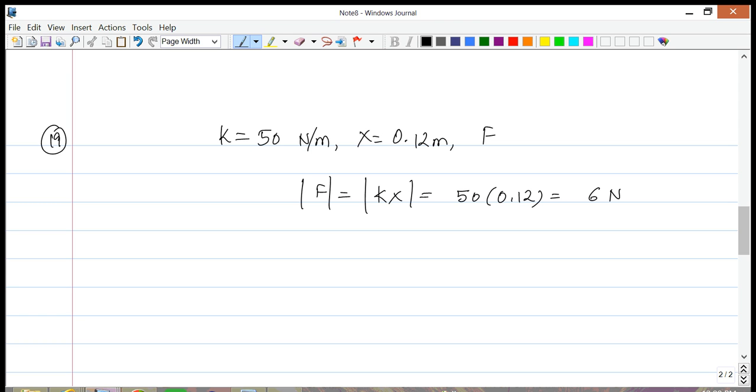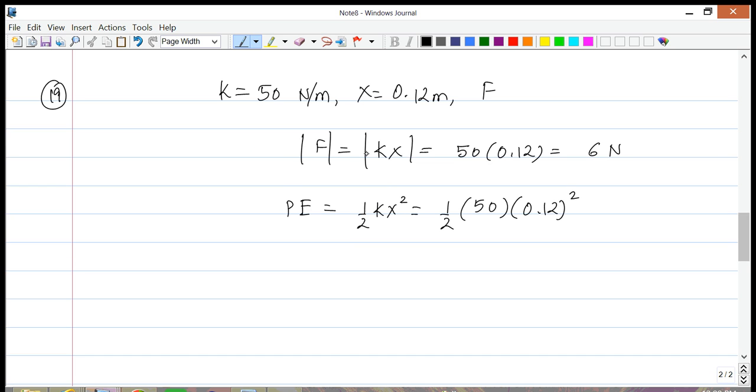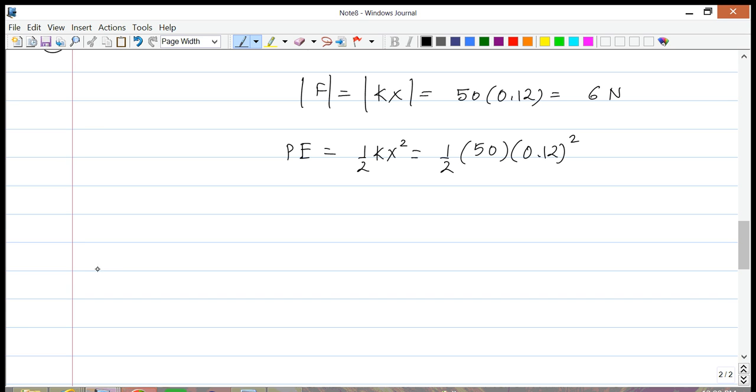And then the question is how much energy is stored in the spring. The potential energy stored in the spring is 1/2 k times x squared. So it is 1/2 times 50 times x, which is 0.12 squared, and once you get the number, that's your energy stored.